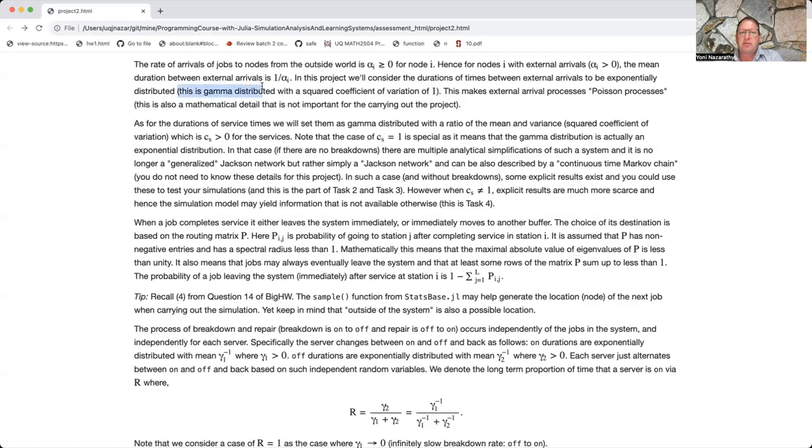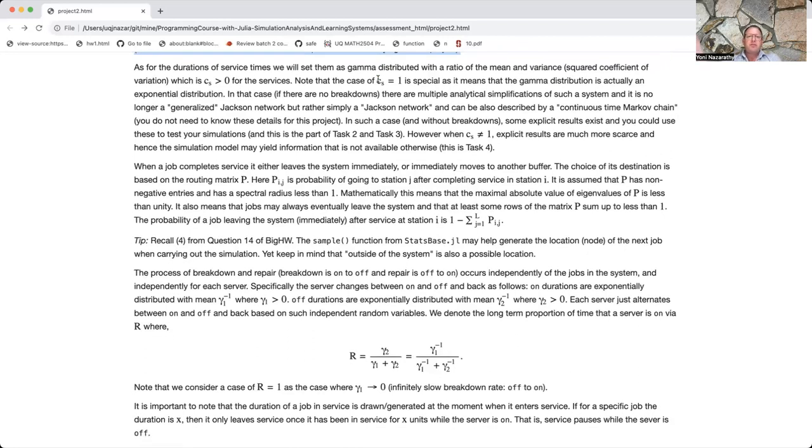Since we're dealing with gamma distributions, we'll also tell you the exponential distribution is a gamma distribution with squared coefficient of variation of 1. Squared coefficient of variation is the variance divided by the mean squared. This means that the external arrival processes are actually Poisson processes. You don't need to worry about this too much, but if you know what a Poisson process is, then great. Basically, you take node I. If alpha I is 0, don't worry about it; it never has arrivals from the outside world. If alpha I is positive, then there are external arrivals that happen one after another, with the time between arrivals being exponentially distributed.